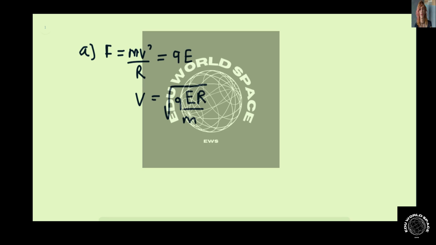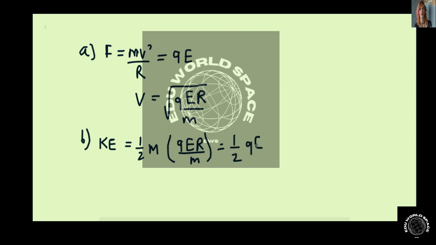And then we want to get the kinetic energy. Next, kinetic energy is equal to 1/2 mv squared. So we want to do 1/2 m times v squared, which is just QEr over m. The m's cancel, so it's just 1/2 QE times r.